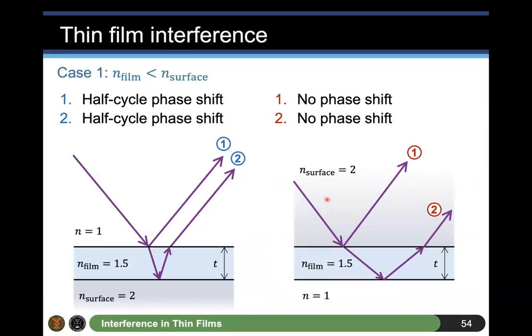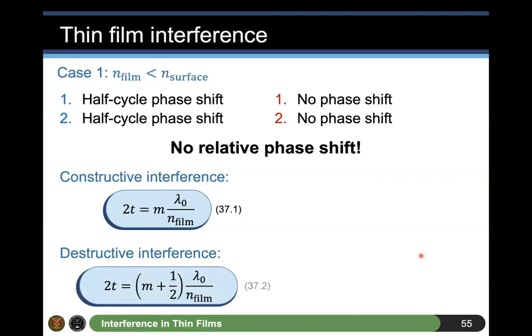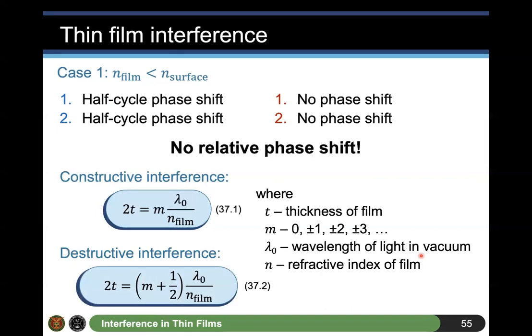Because NB is greater than NA, NB is greater than NA in this interface. So, no phase shift will happen. So, in both cases, no relative phase shift. Okay? And we have the following. So, conditions for constructive and destructive interference.